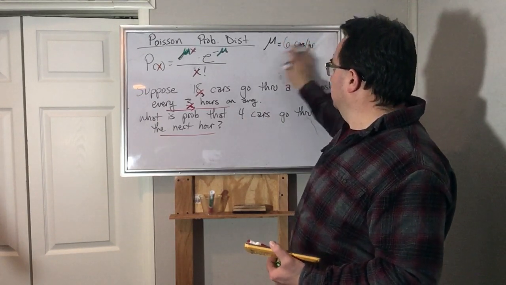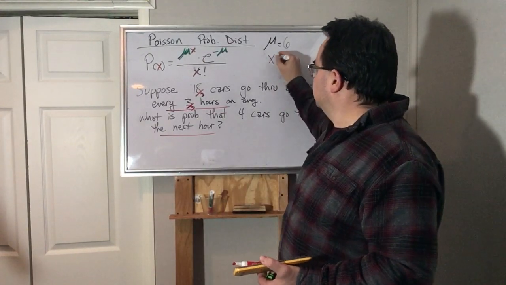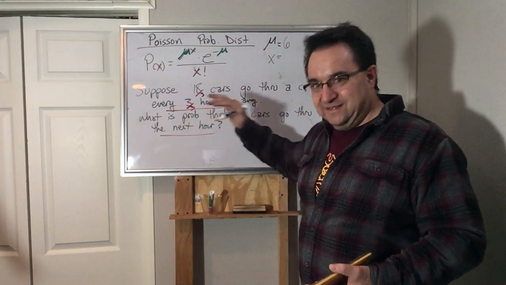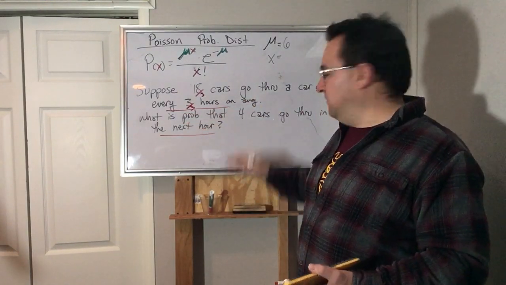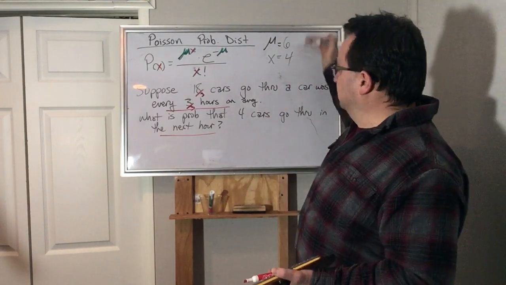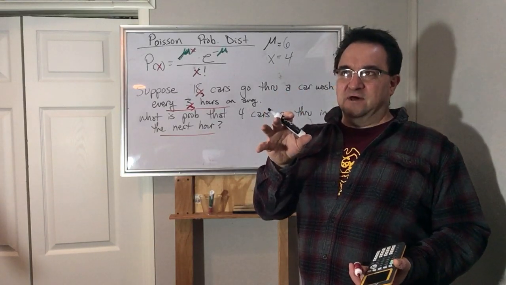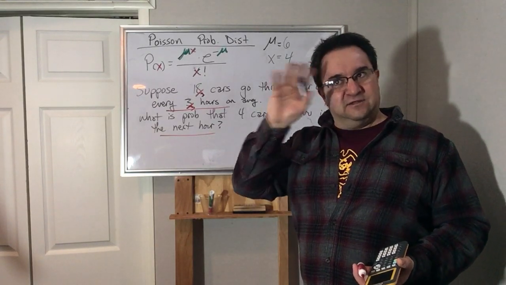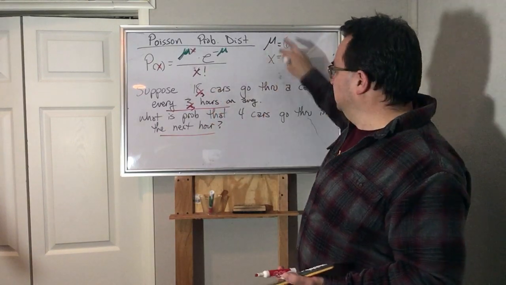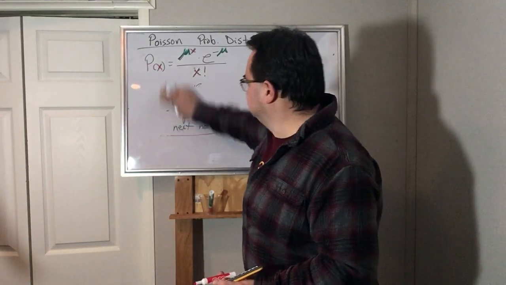This is nice to know, but what you really care about is mu is 6. X, that's the specific next hour: how many? I want to know the probability that 4 go through. See, those are the only 2 numbers I need. It's a little weirder than the binomials, getting the hang of this, but there's a lot less stuff you've got to pin down. You only need 2 variables. All right, I don't have a lot of room. I'm going to erase.